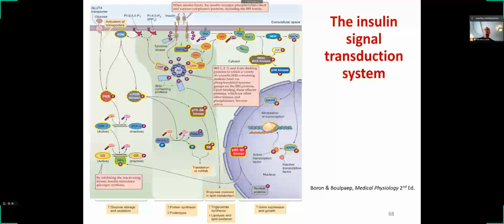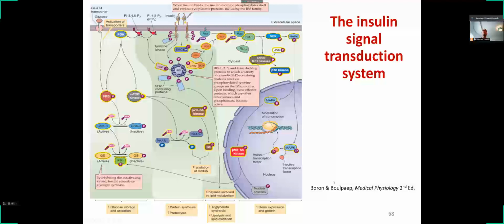Now, what are the consequences of these? You get, in one case, activation of GLUT transporters, so more sent to the surface. You get an increase of glucose storage and oxidation. You get an increase in protein synthesis and a decrease in proteolysis. You get an increase in triglyceride synthesis and a decrease in lipolysis and lipid oxidation. And then eventually you get gene expression and growth, like we've seen for many other hormones.